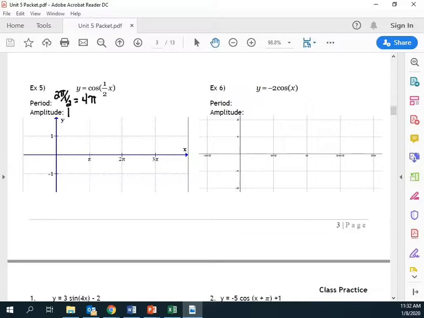No vertical shift, so there's your new middle. Amplitude is 1. Plus and minus 1 along the y-axis is your max and min. Any horizontal shifts? Start is still the same place.